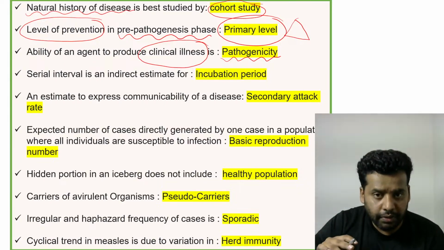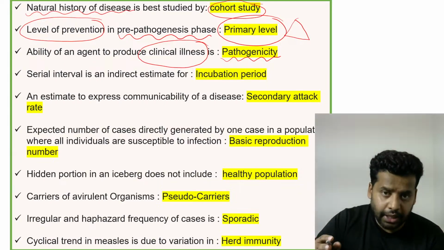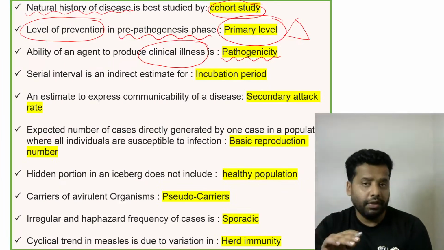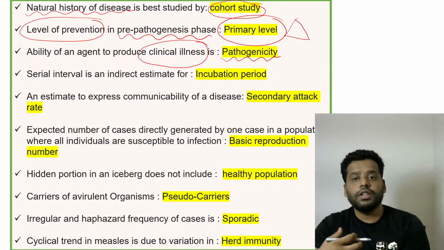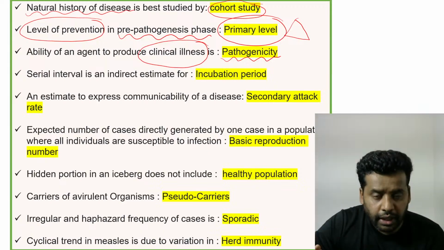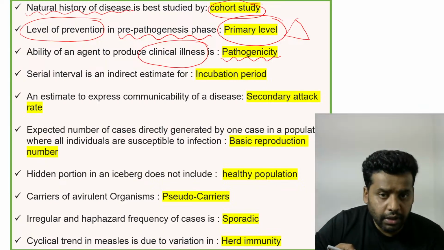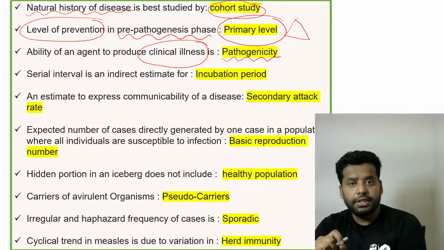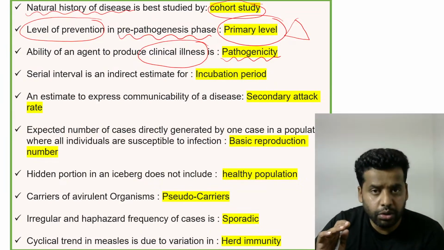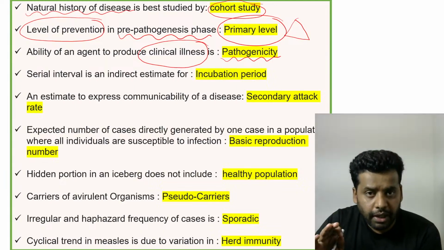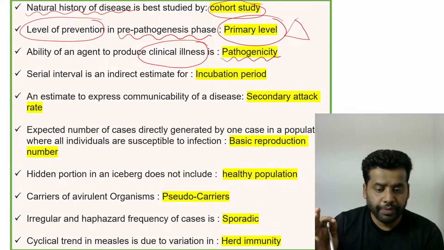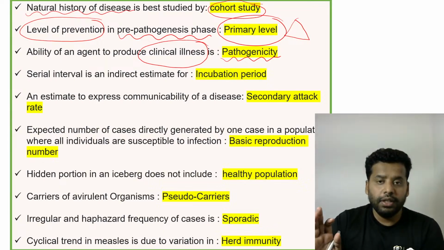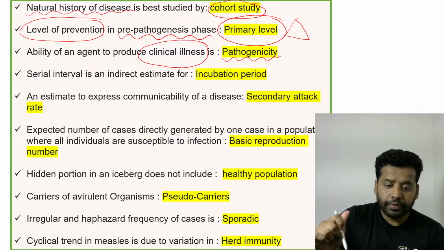In pathogenesis phase, we need to take secondary levels of prevention and tertiary levels of prevention. If there is illness in the body, we have to detect, diagnose, screening, that is secondary level. After complications, we have to improve quality of life, that is tertiary levels of prevention. So we need to do primary levels in pre-pathogenesis phase, secondary and tertiary levels in pathogenesis phase.